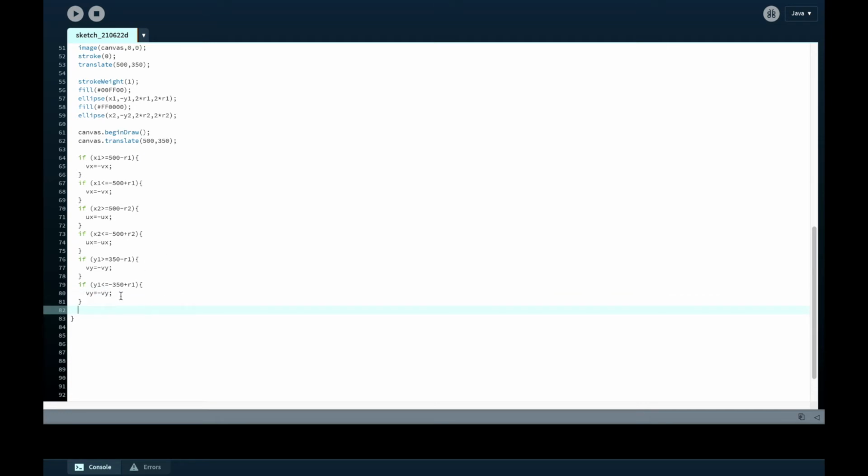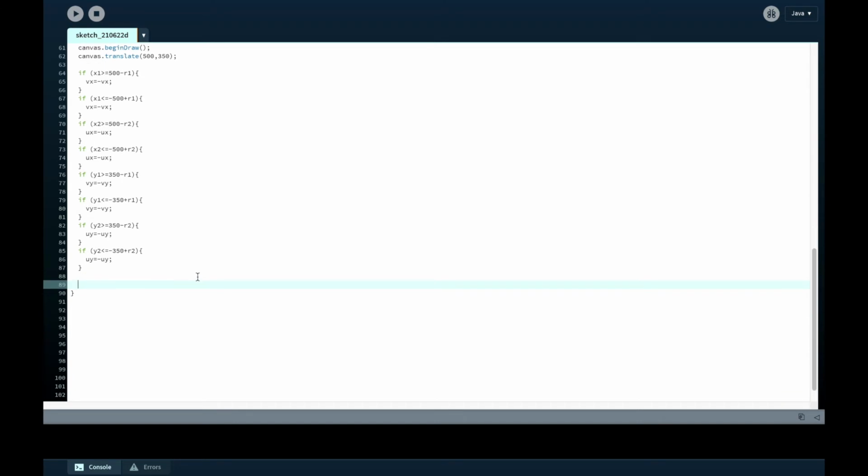And same thing again for the second object. So we have if y2 becomes, and r2, we have uy becomes minus uy. And now on to the second condition of the simulation, or I'd say the most important part of the simulation, whereby two objects are colliding.